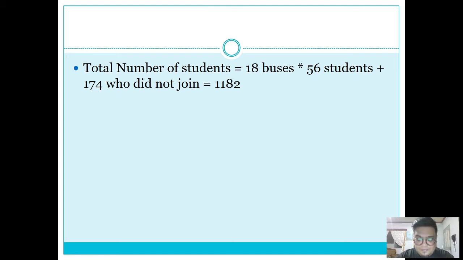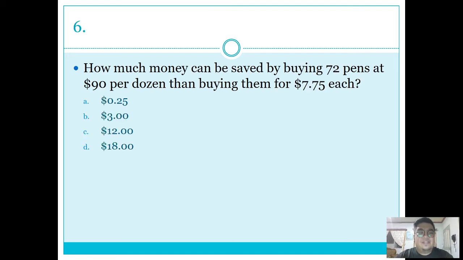Okay? Next number. 6. Okay, how much money can be saved by buying 72 pens at $90 per dozen, then buying them for $7.75 each? Okay, let's discuss first ano yung difference ng dozen. Anong dozen tsaka per piece? Pag sinabing dozen, ibig sabihin nun, 12 pieces. 1 dozen is equivalent to 12 pieces. Okay? So, kung titingnan nyo, di ba, kapag nagbenta, kapag mas marami yung binibili mo, syempre, mas makakamura ka.